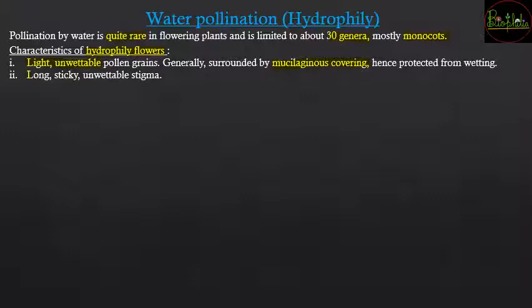Second आता है, there should be long sticky unwettable stigma. Again these plants are going to be inside the water, those who are going to undergo water pollination. So the stigma should also be long so that it can get and trap some pollen grains. It should be sticky so that whatever pollen grain comes, it should quickly just stick onto the stigma. And again it should be unwettable, because wetting of the stigma may rot it and may get destroyed. So unwettable conditions should be there also for the stigma.